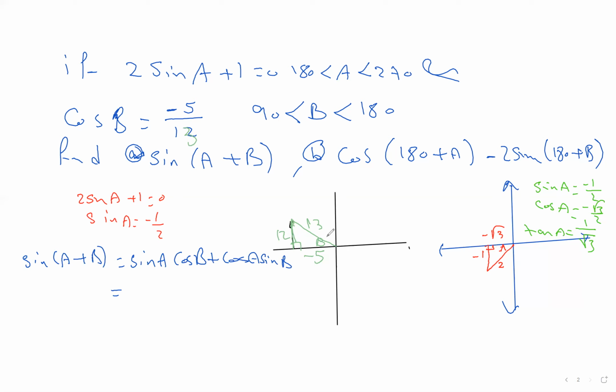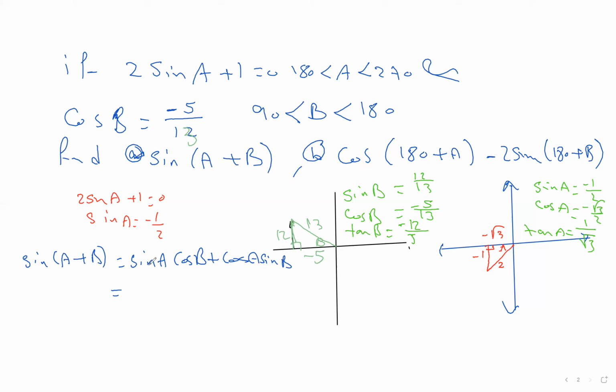Okay, and for this one you need sine B, cosine B, and tan B. Sine B will be 12 over 13, positive because it is in the second quadrant. Cosine B is negative 5 over 13, negative because cosine in the second quadrant is negative, and tan B will be negative 12 over 5.